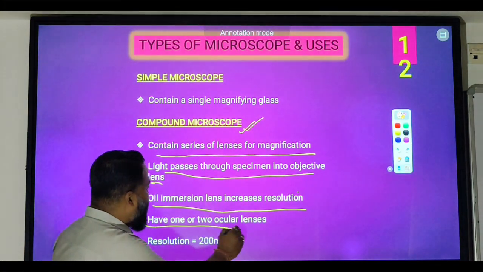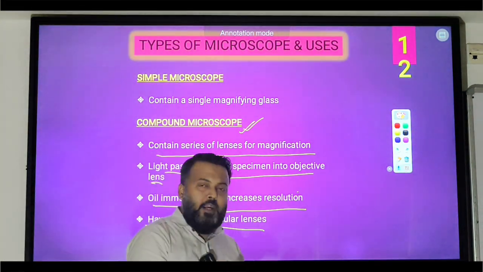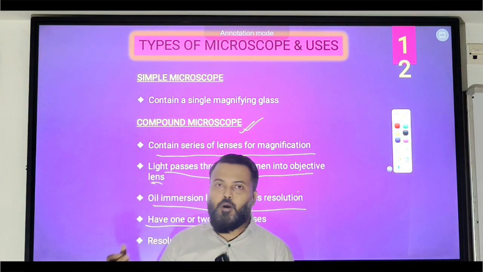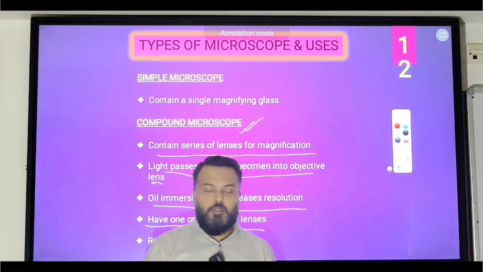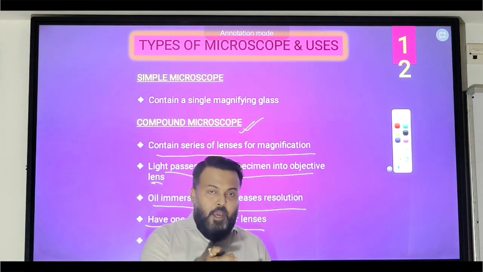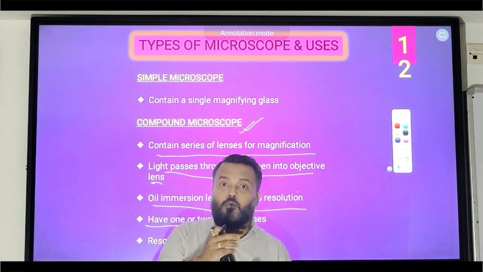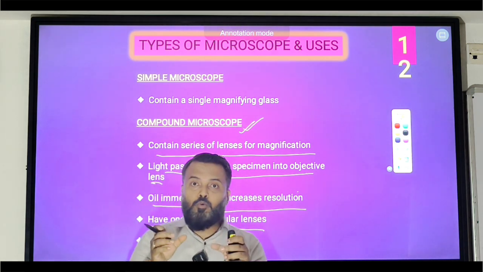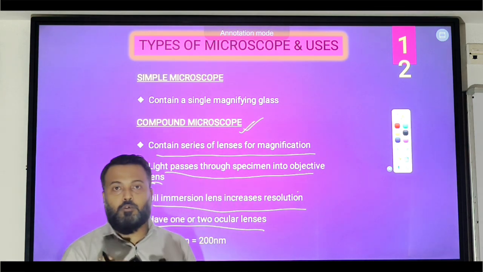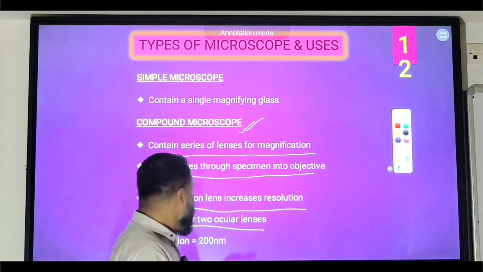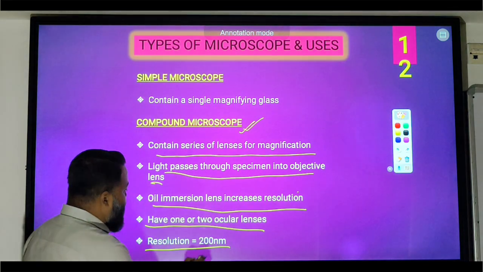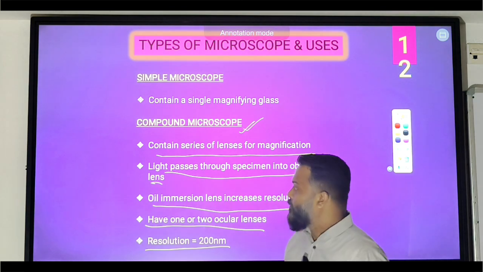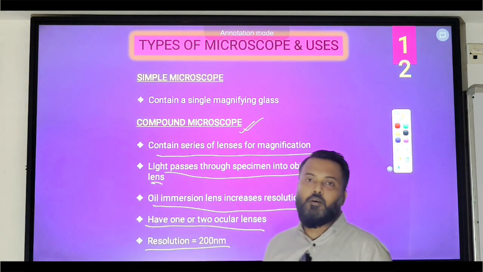Then it will have one or two ocular lenses. You might have observed in different labs two kinds of microscopes. One will have a single ocular lens or eyepiece lens, and the other one you can visualize with two lenses, which is binocular. Its resolution is almost equivalent to 200 nanometer. It will provide you a resolution of at least 200 nanometer.